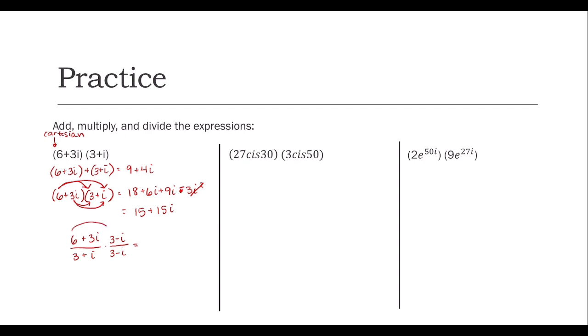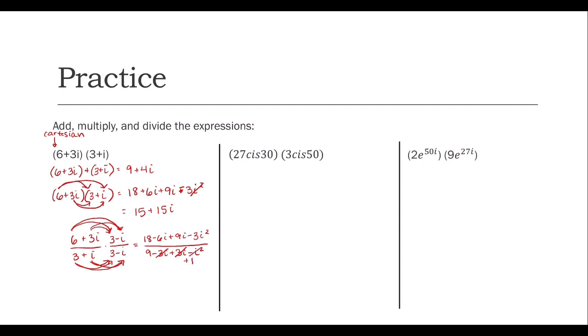Our numerator, when we multiply, we'll get 18 minus 6i plus 9i minus 3i squared. And our denominator will be 9 minus 3i plus 3i minus i squared. So the minus 3i and plus 3i will cancel. The minus i squared is a minus negative 1, so it'll be a plus 1.